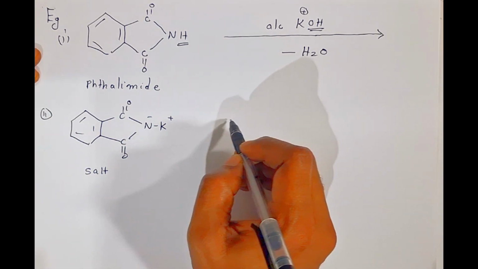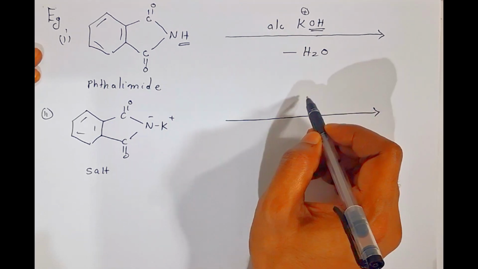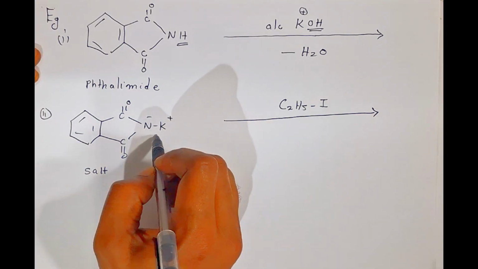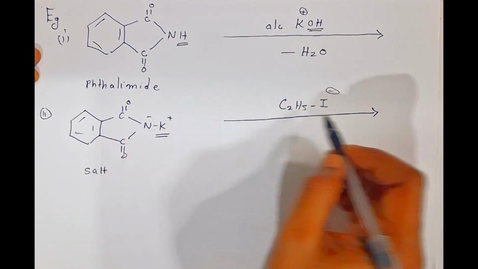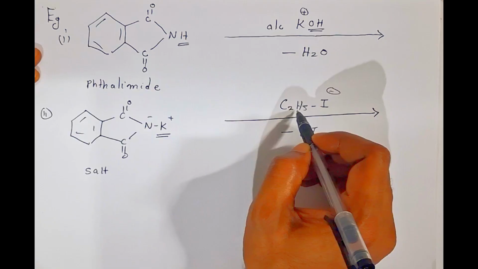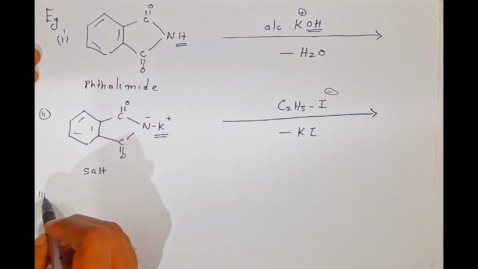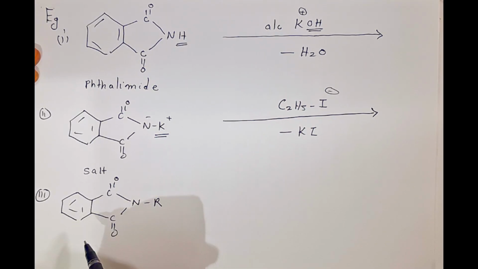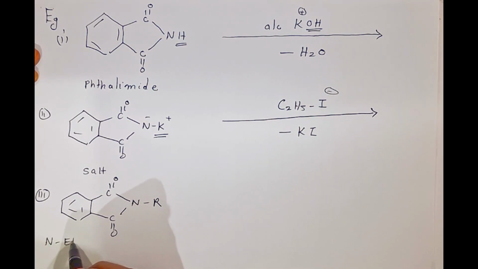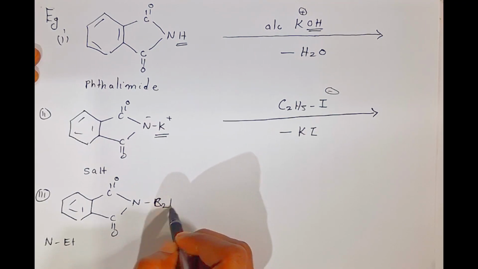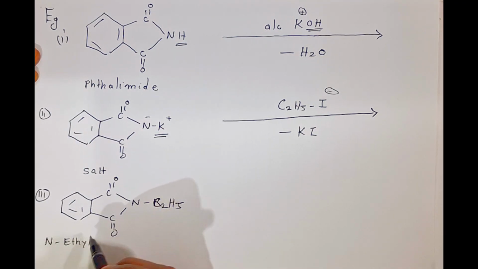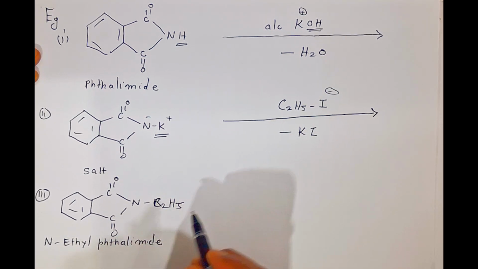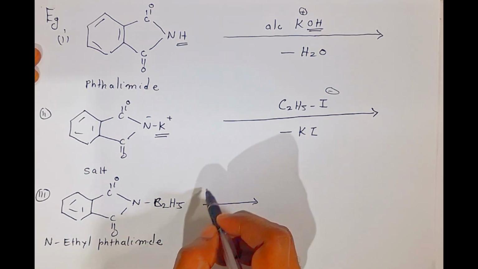Now what happens students, again you have to add C2H5I, ethyl iodide. This potassium combines with this iodine and is removed as KI. Now this ethyl is combined with this nitrogen in the third reaction students. There is a formation of N-ethyl phthalimide. Here students, instead of alkyl we have written C2H5. Now you have to add aqueous NaOH.